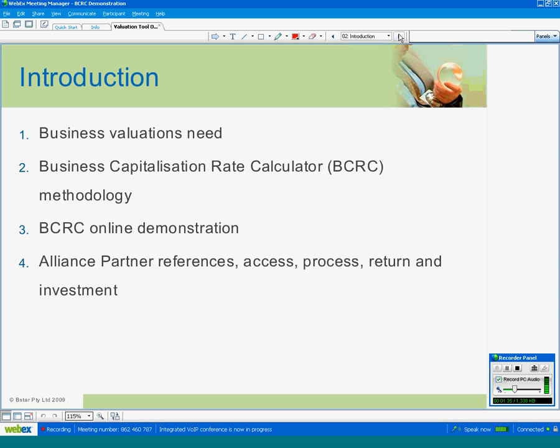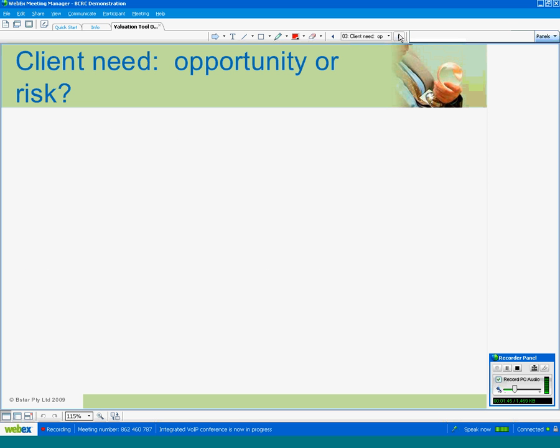We'll finish the demonstration by viewing alliance partner references, the recommended process and fees for clients, and how professional advisors can access the calculator and their investment with BStar.